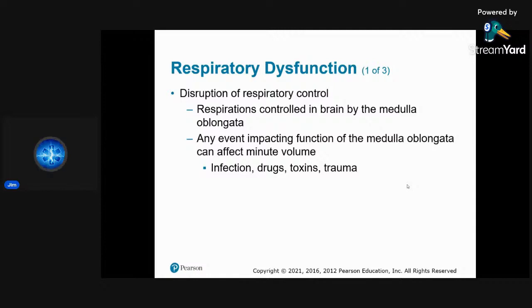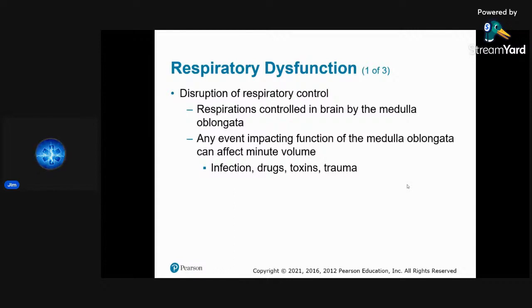Any event impacting the function of this medulla oblongata can affect the minute volume, right? So it can be infection, drugs, toxins, or trauma. Let's look at these separately. Infections, like one of the big ones, is meningitis or encephalitis.